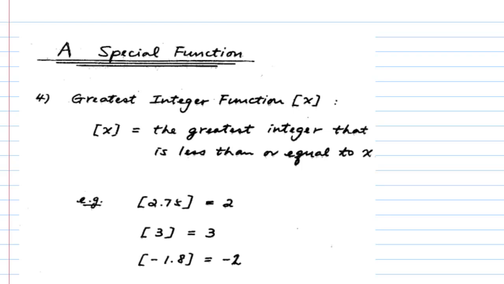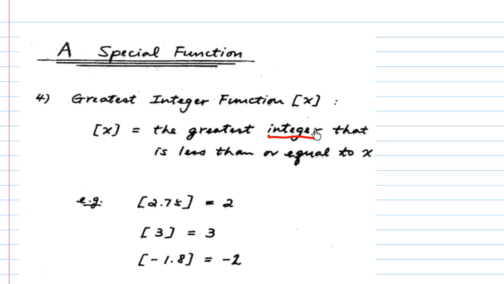Finally, I'm going to introduce a special function. This special function is called the greatest integer function. This is the greatest integer that is less than or equal to x. For example, the greatest integer less than or equal to 2.75 is 2. The greatest integer less than or equal to 3 is 3. The greatest integer less than or equal to minus 1.8 is minus 2. It must be an integer.